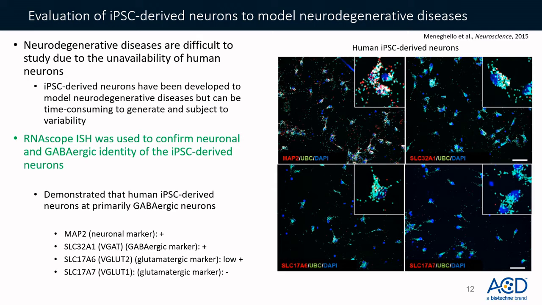For example, in this publication, researchers at Janssen evaluated and thoroughly characterized commercially available human iPSC-derived neurons. RNAscope was used to confirm neuronal and GABAergic identity of the iPSC-derived cultured neurons, demonstrating that these human iPSC-derived neurons were primarily expressing both MAP2 and VGAT. As you know, VGAT is a GABAergic marker.